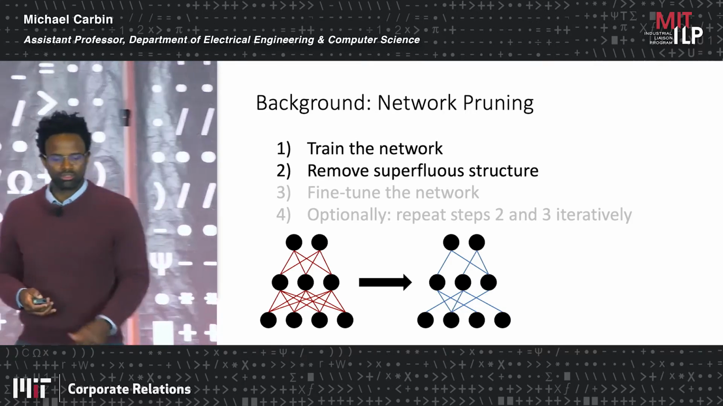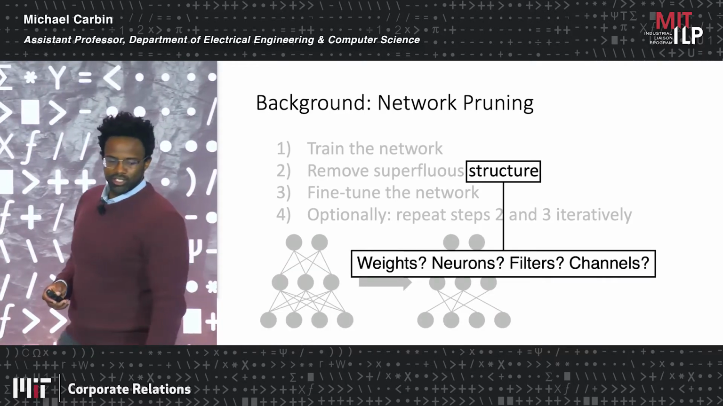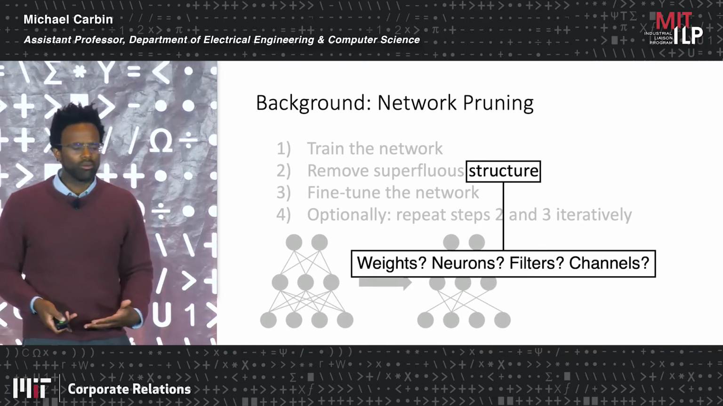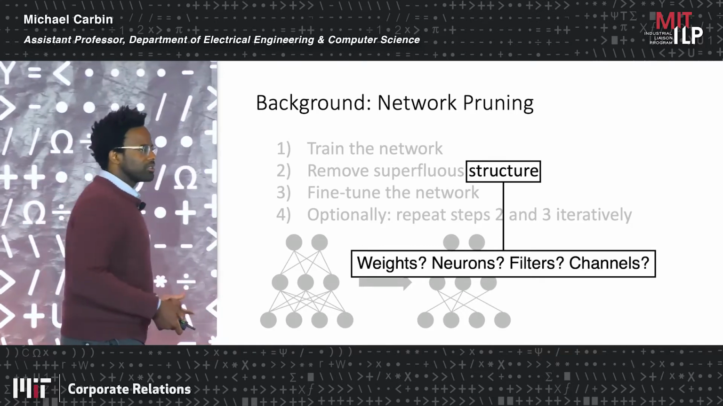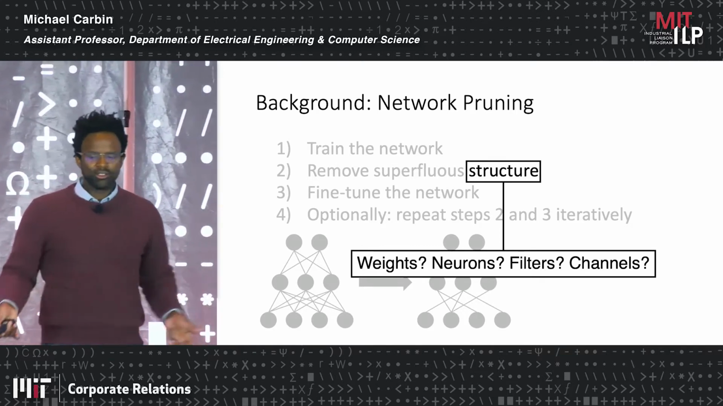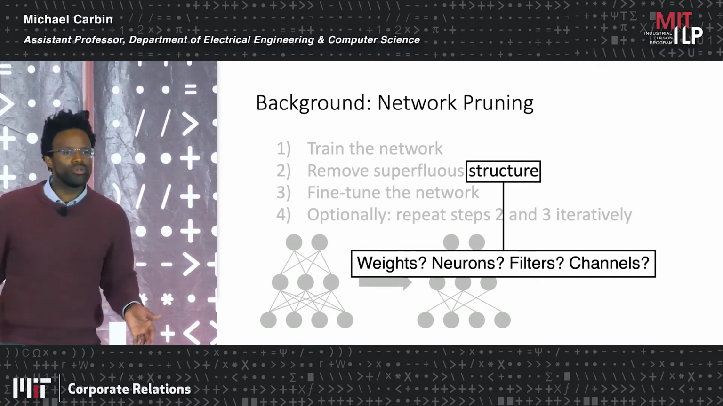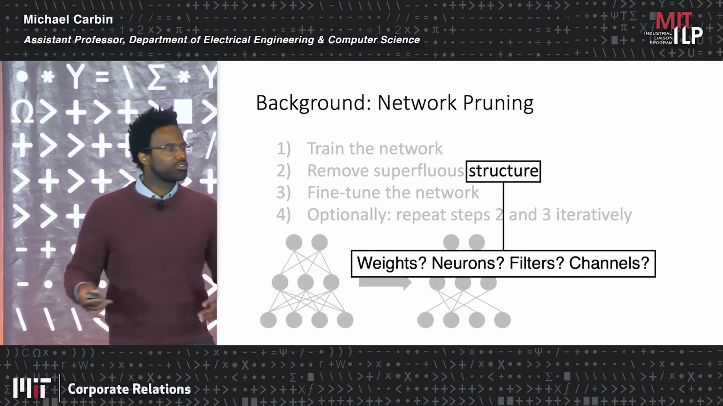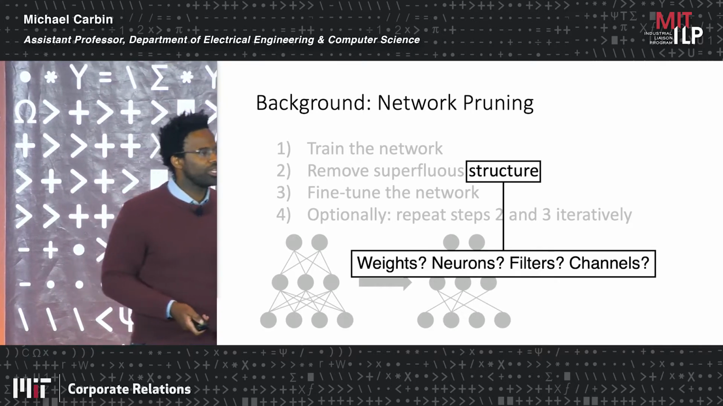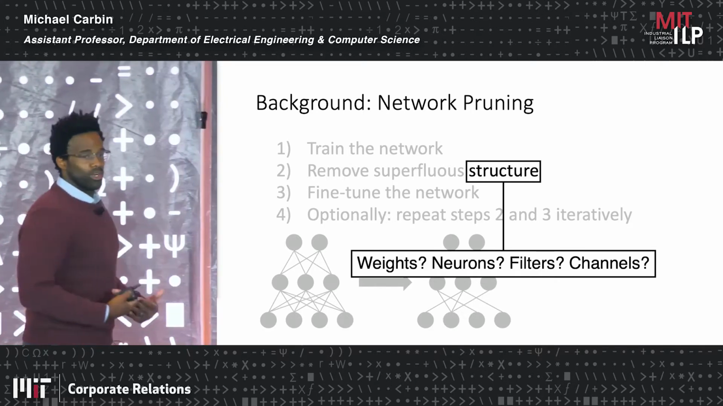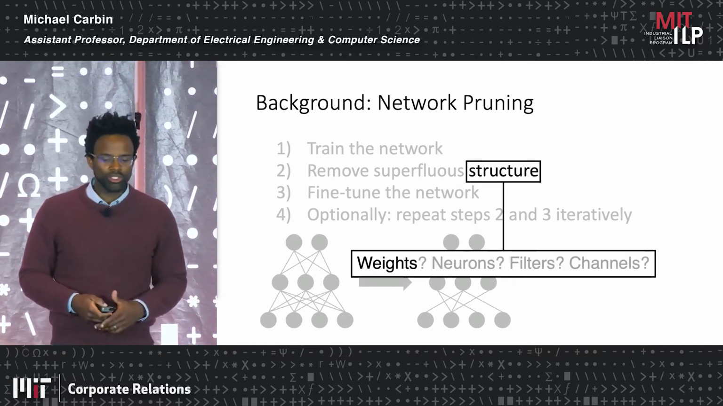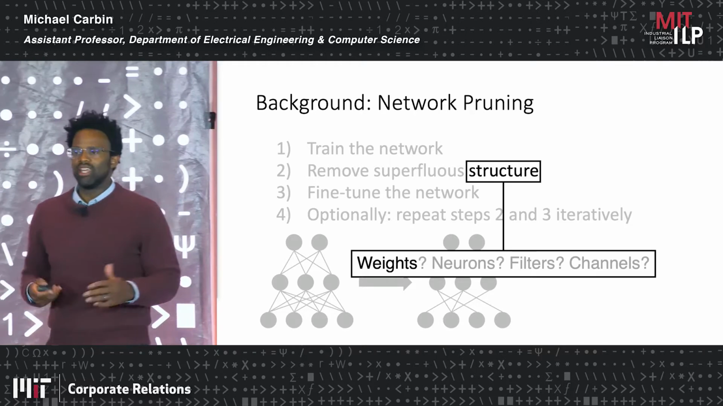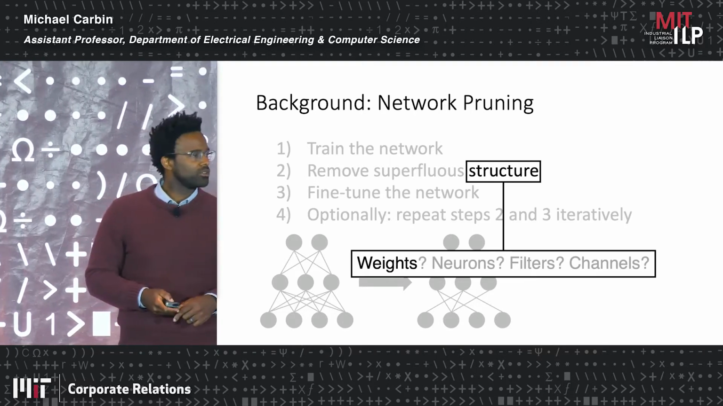So let me now start putting some definitions in place. One is structure. What is structure? Well, there are many different structures that we have in a neural network. It can be weights, it can be neurons, it can be filters, it can be channels. There are pruning techniques that eliminate essentially all of these and even more of these structures, and they try to understand which structures we can actually remove. The work I'm talking about today, and a lot of the work that we've done in our group, we've primarily focused on weights. But again, there are many techniques in the literature looking at these different structures.